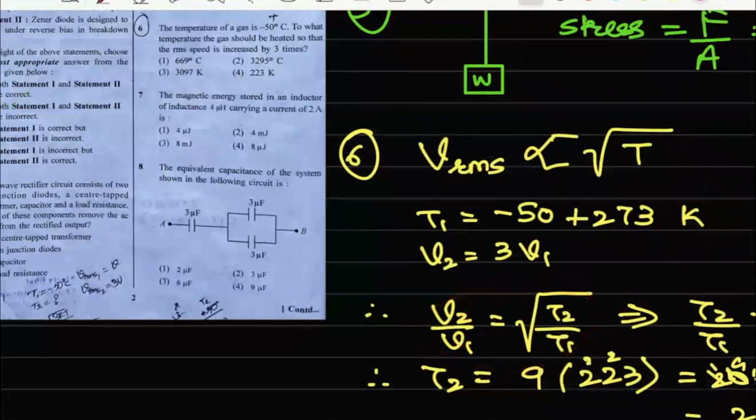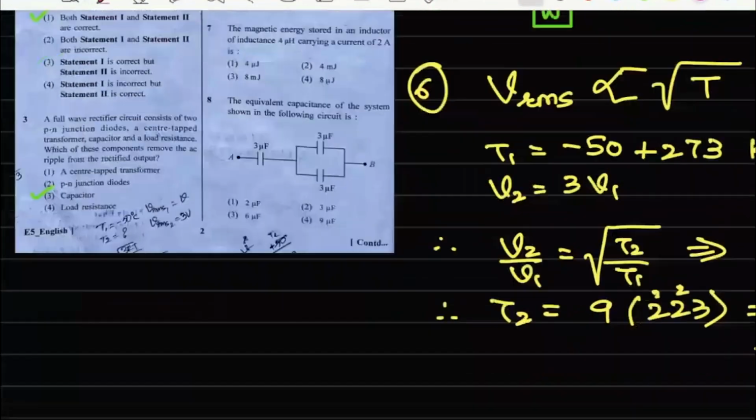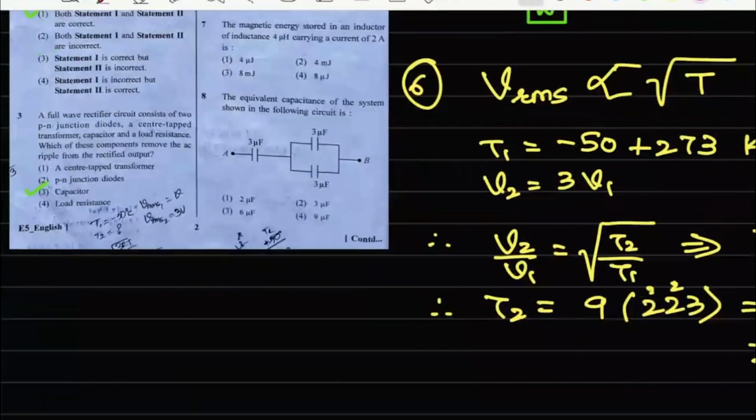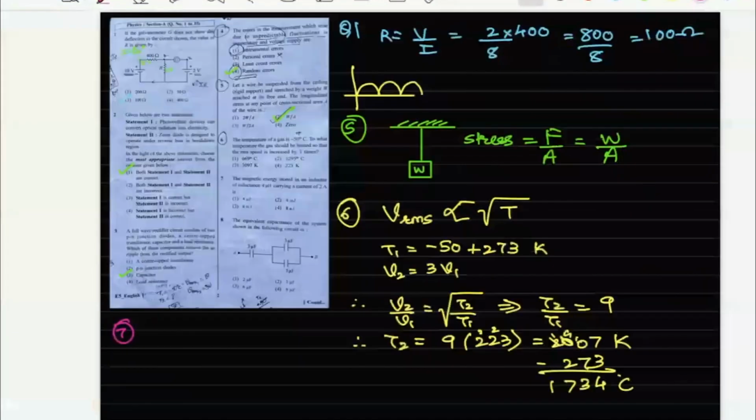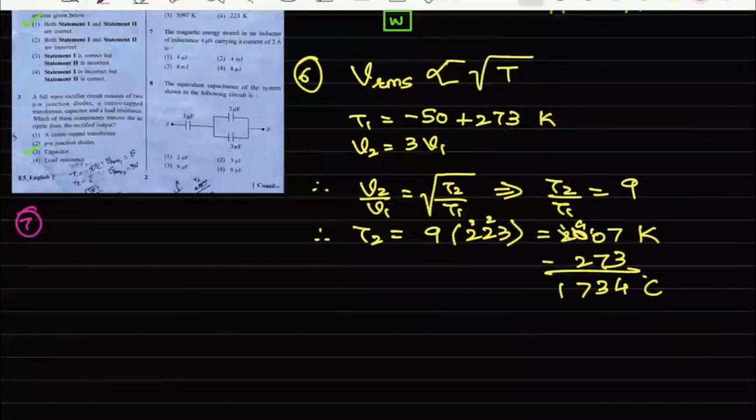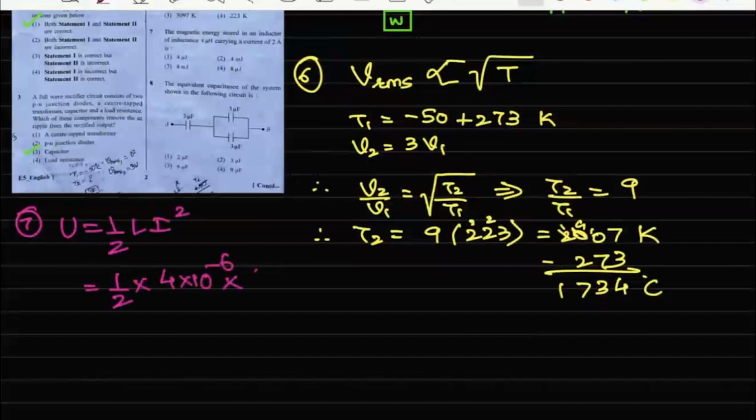The magnetic energy stored in an inductor of inductance 4 microhenry carrying a current of 2 amperes. So this is an extremely simple substitution question. All we have to find out is half L I square. So half of L, which is 4 micro, times I square, that is 2 square, 4. So again, this goes up to 8 microjoules. That is option number 4.